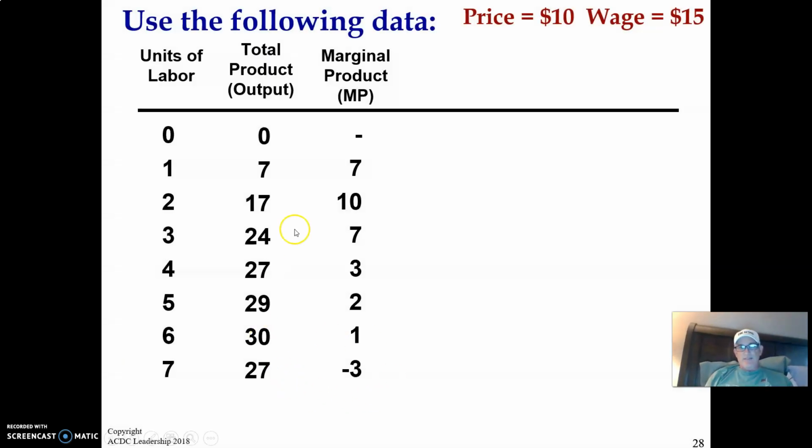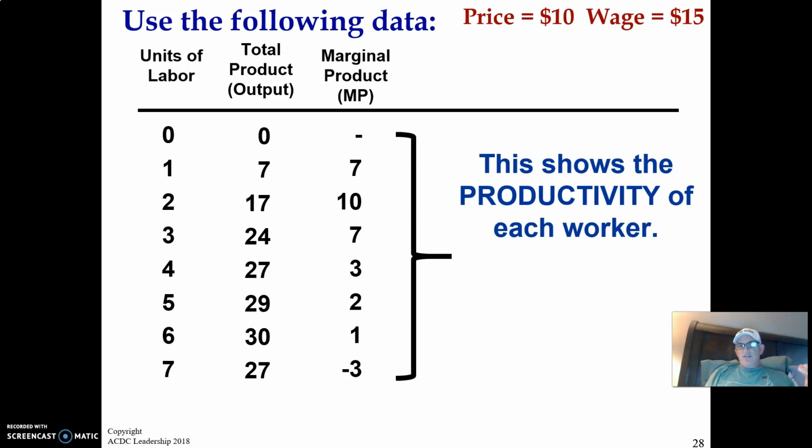Well, the marginal product is something that we went over just a minute ago. We went from 0 to 7, from 7 to 17, from 17 to 24. So every time we hired a worker, this is the marginal product. That's a big number that we need to know about, because that tells us what this additional employee is worth to our company. And so this marginal product shows their productivity.